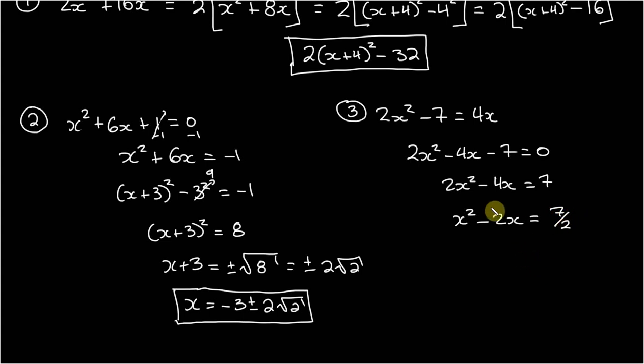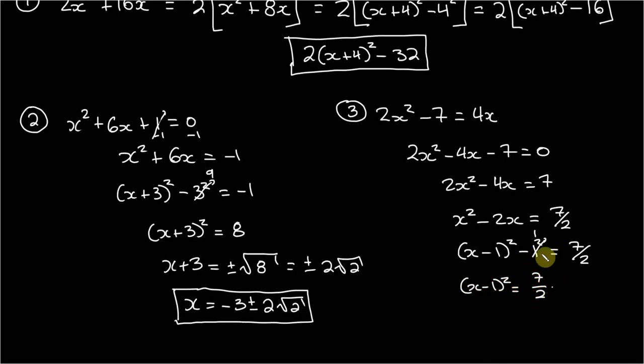And now we can complete the square over here on the left hand side. Well, 2 divided by 2 is just 1. So we're going to have x minus 1 squared minus 1 squared, and that's going to equal 7 over 2. Well, 1 squared is just 1. And so we're going to add 1 to both sides. And so that will leave us with x minus 1 squared equals 7 over 2 plus 1.